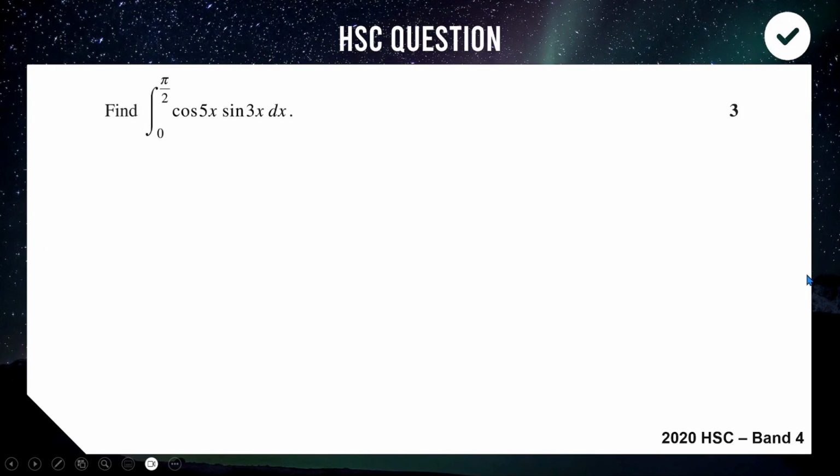This one runs from 2020, so it's more recent, and it's a band 4. It's 3 marks, but if you just know where to start, like before, and this is very similar to a question we've already done today, this one is really achievable. So let's find the useful information from our reference sheet.